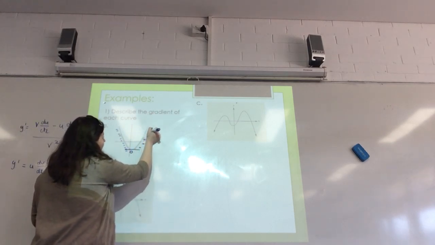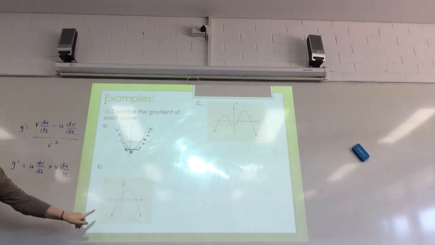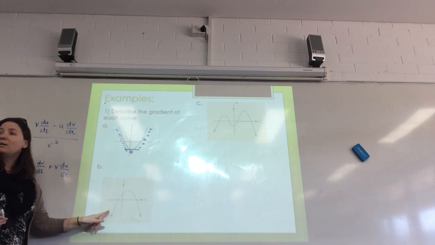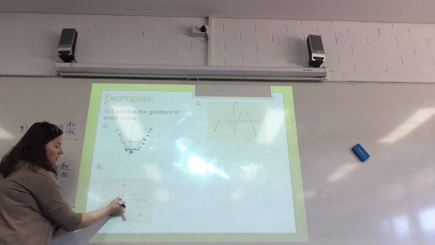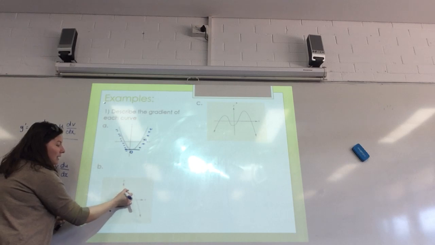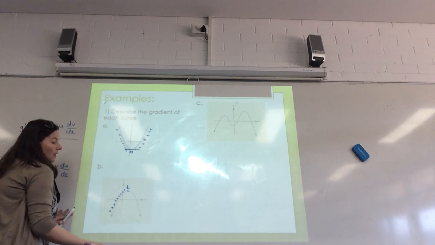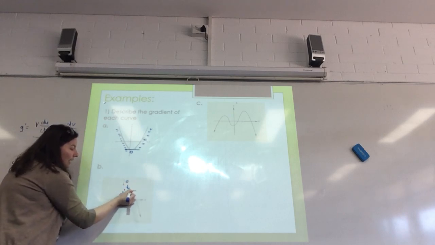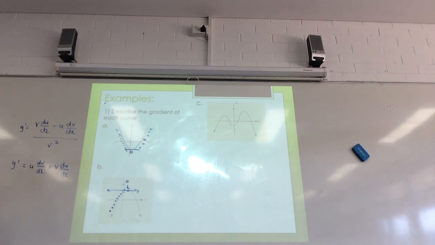Alrighty, this one here. I'm starting from the left. Tell me about the gradient. It's positive because the curve is going uphill. It's increasing. And then when I get to here, it is 0. If I drew a tangent at that point, it's a horizontal line, and the gradient of a horizontal line is 0.